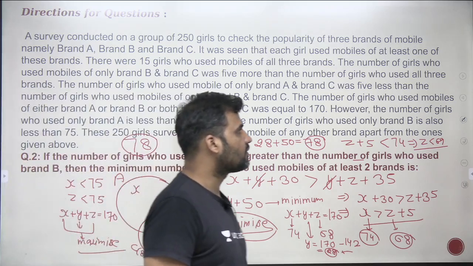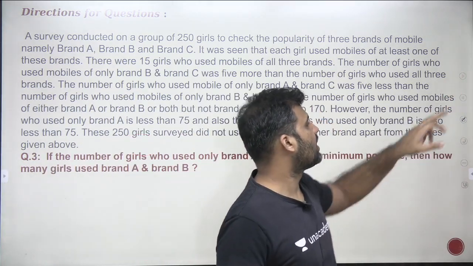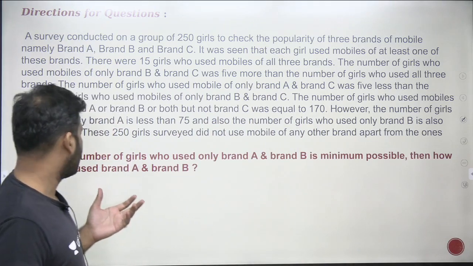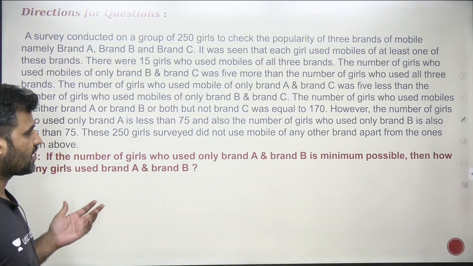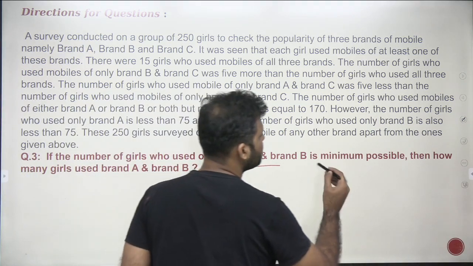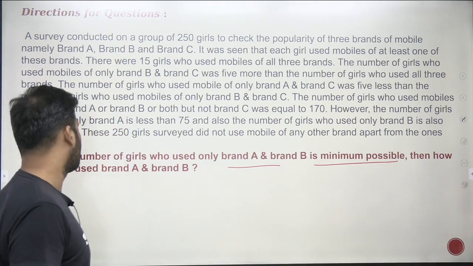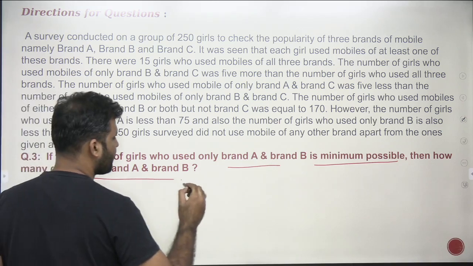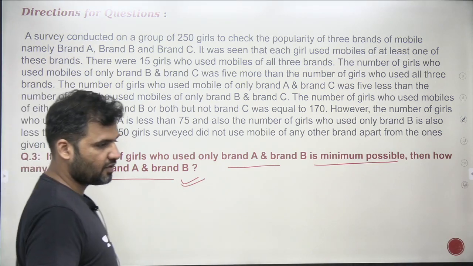There is one more question, question number 3 here. Right, I would like you to try this question, and then I'll be discussing the solution of the question in the next video. If the number of girls who used only brand A and brand B is minimum possible, then how many girls use brand A and brand B? Try to solve this question. This question will be discussed in the next video.